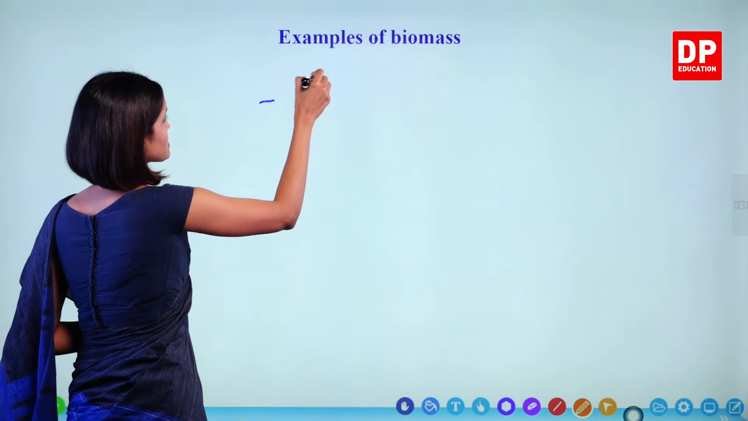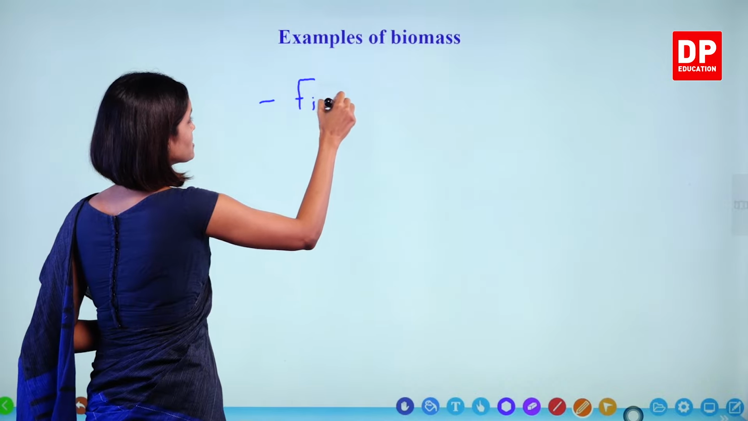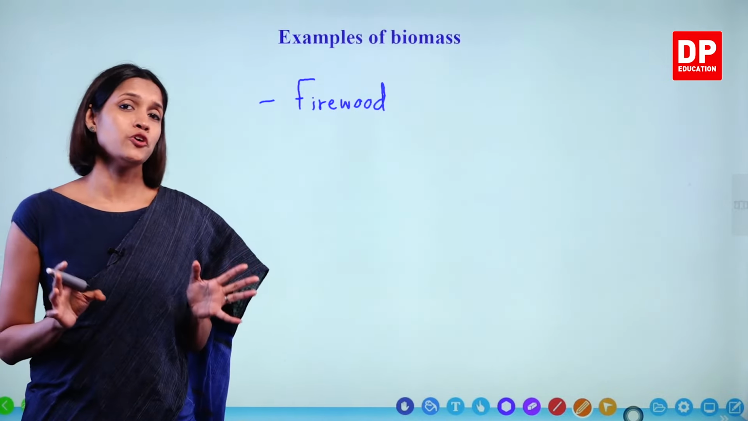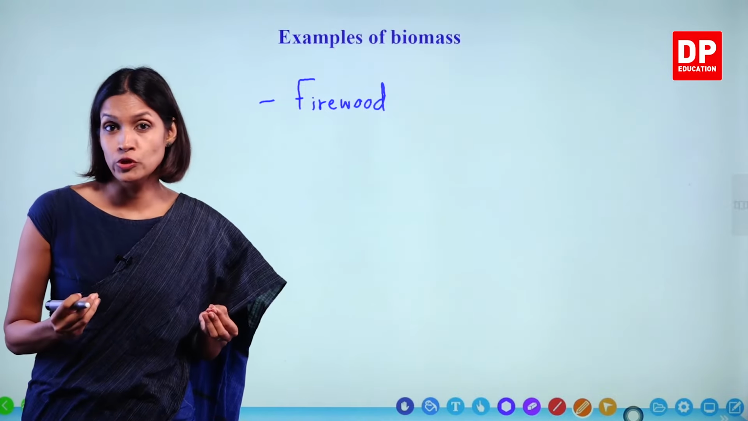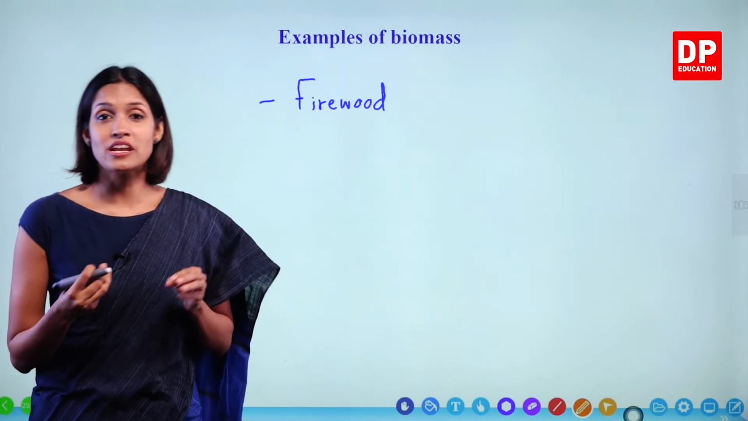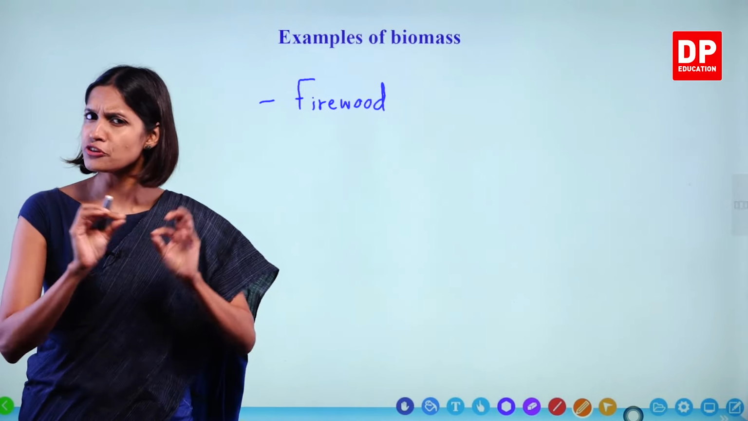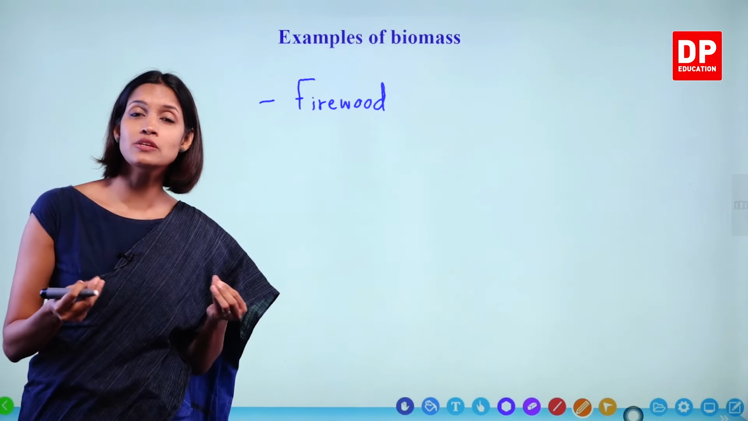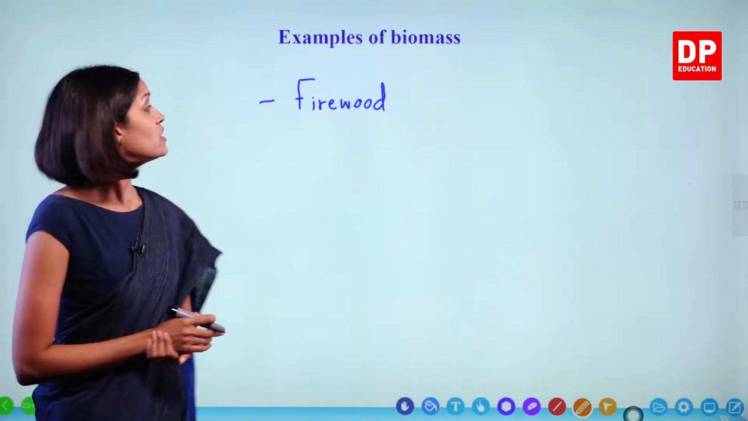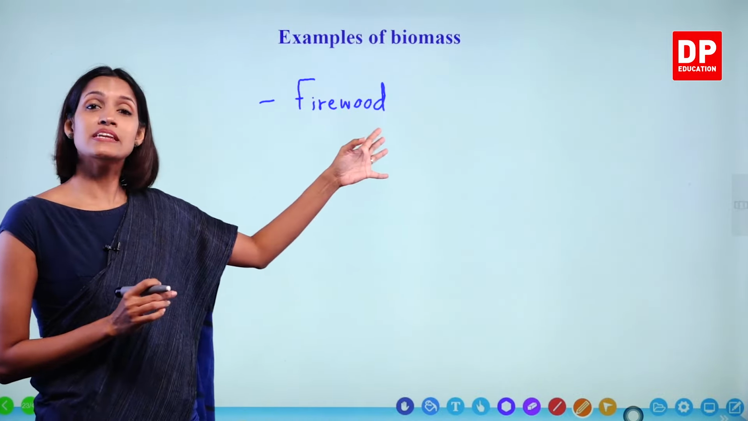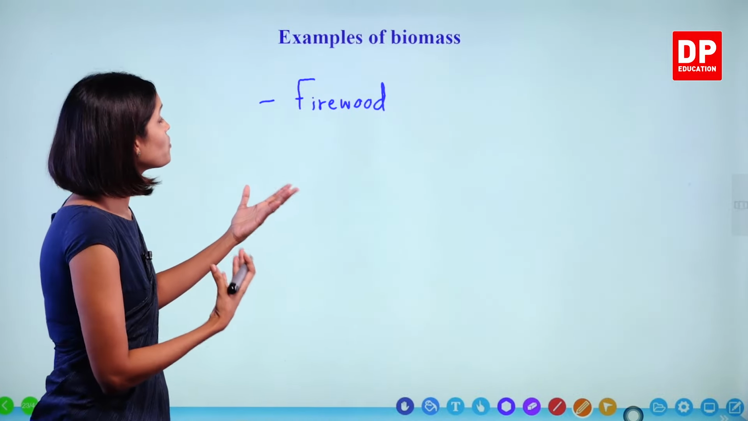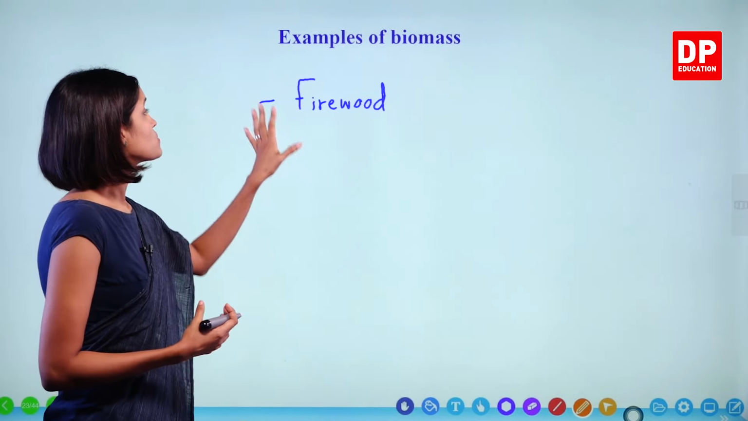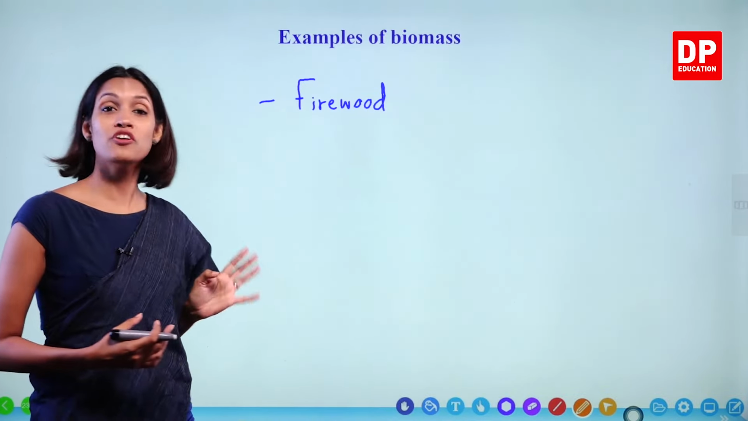So we will write the examples. Firewood. Remember, biomass is a type of fuel, right? Any plant or animal matter that can be used as a fuel is known as biomass. What is a fuel? Fuel is something you can burn and get energy from, right? So basically in Sri Lanka, the main type of biomass used is firewood. Okay, children, so firewood is the main type of biomass.